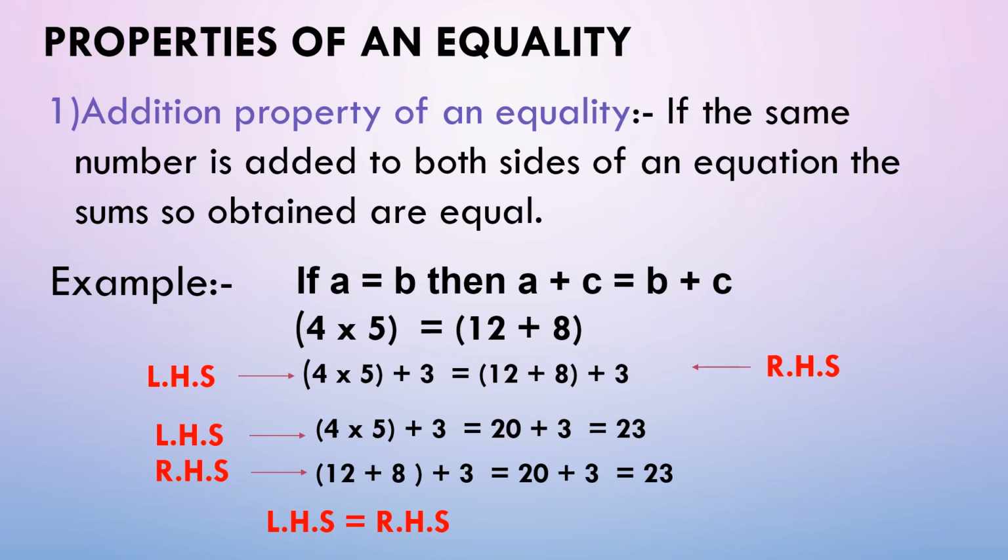That is the right hand side. 12 plus 8 is what? 20. 20 plus 3 is what? 23. So here LHS is equal to RHS. So if the same number is added to both sides of an equation, the sums obtained are equal. So here we are getting both sides equal. LHS is also 23 and RHS is also 23.